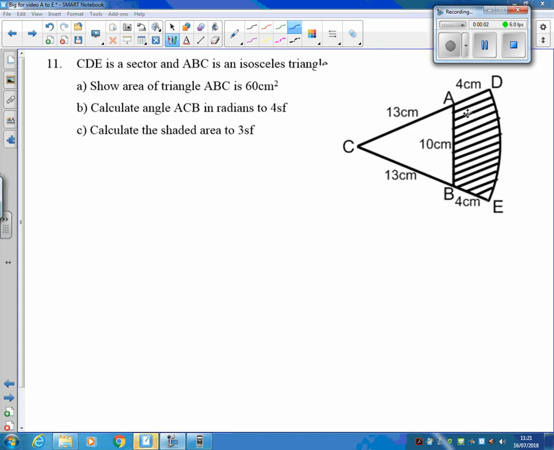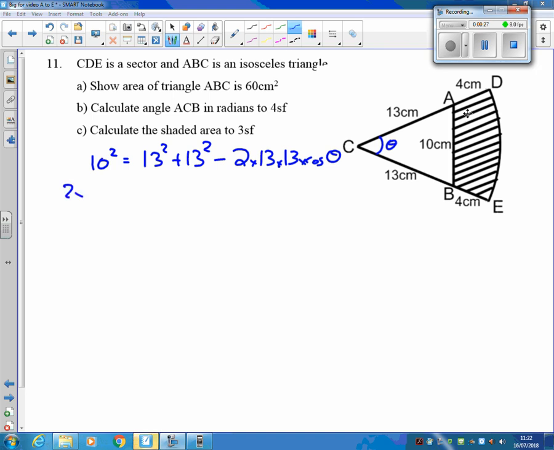Question 11. There's a few ways of doing this, but I think I'll show you what most students were doing. So they were putting a theta in here and using a cosine rule. And the cosine rule was that a squared equals b squared plus c squared minus 2bc cos A. Rearranging that to give, what's this?